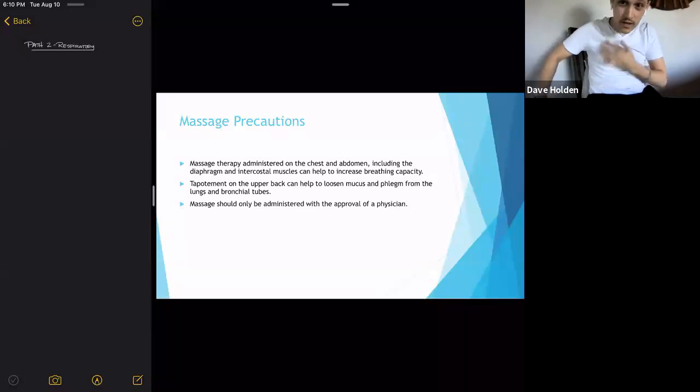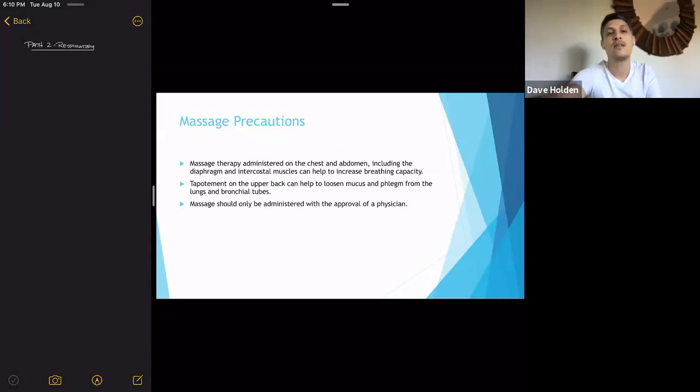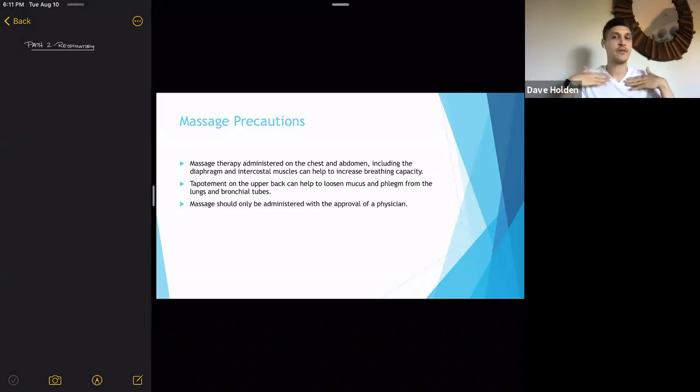In particular with those, you want to focus on the upper intercostal muscles because those tend to be the ones that are more overused. People tend to be shallow chest breathers rather than full deep belly breathers. So it tends to be the upper ribs that start to lose movement.